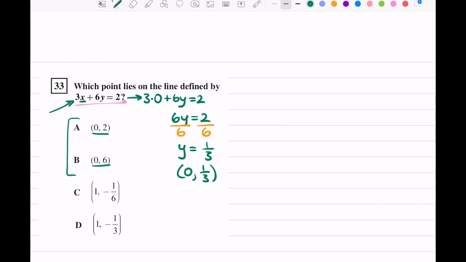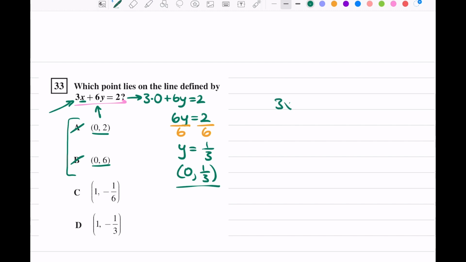So looking at A and B, both of them are wrong. A line only crosses the y-axis one time, and we just found out that it crosses here. It doesn't cross at options A or B. So that's a bit of a shortcut to checking those first two options. You also could have plugged each of those points into our equation to see if they made the equation true, which they won't. So now we just have options C and D. So those are just random points. So let's plug them into our equation and see if they make the equation true.